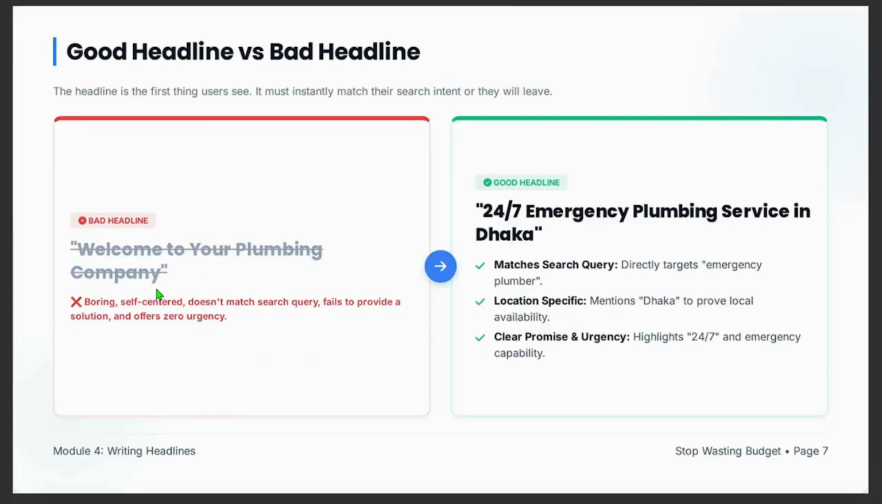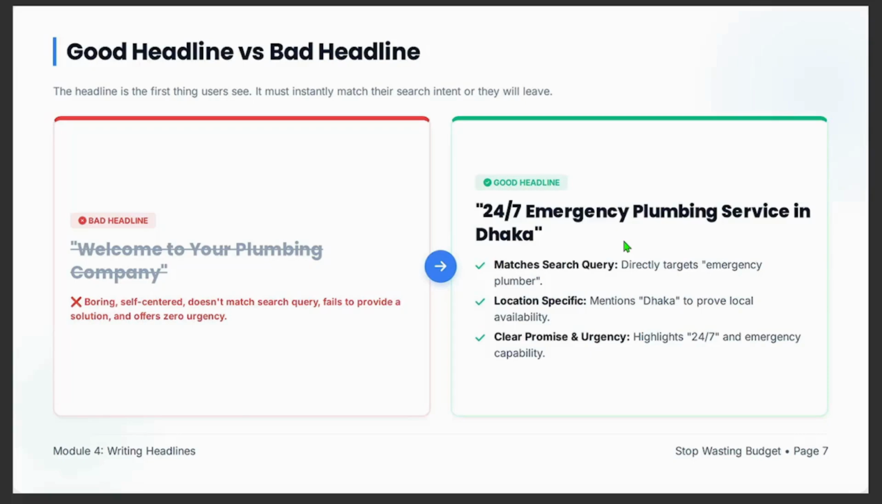So let me show you the difference between a bad headline and a good headline. A bad headline just says your company name, for example: welcome to our plumbing company. Does this solve any problem? No. Does it tell the user what you offer? No. But now look at the good headline: 24/7 emergency plumbing service in Dhaka, or in your city.